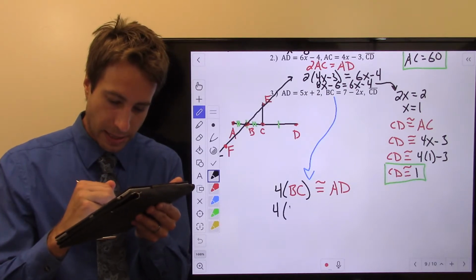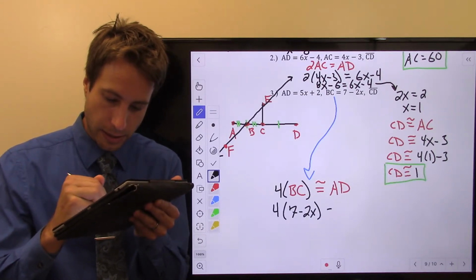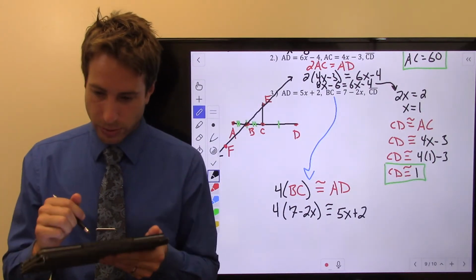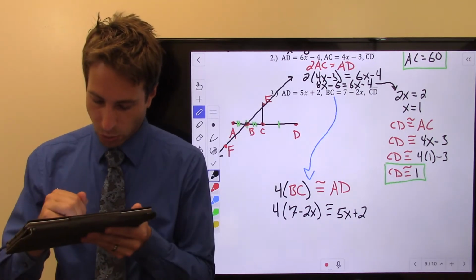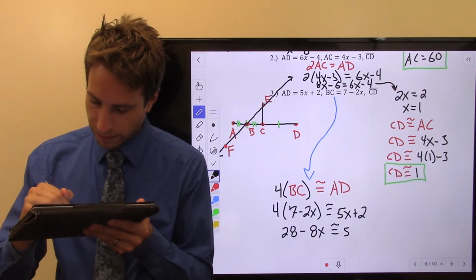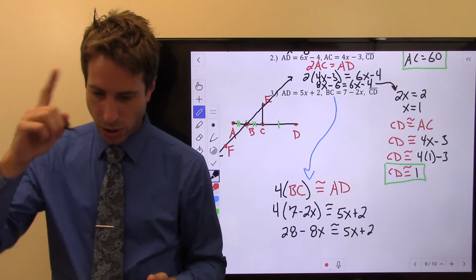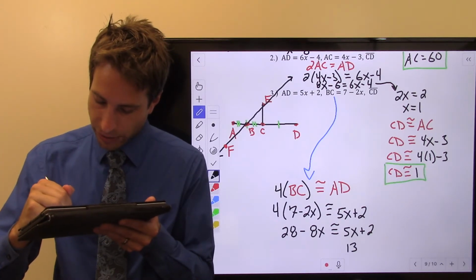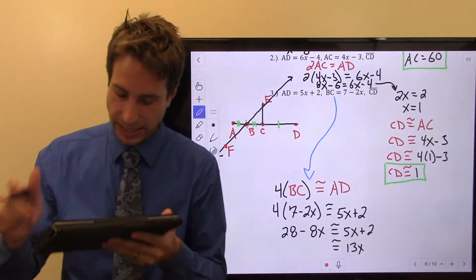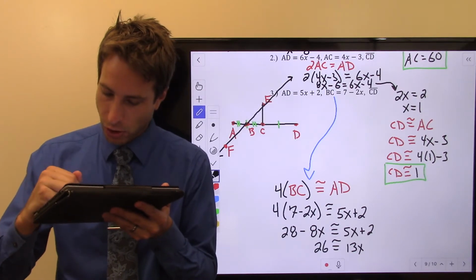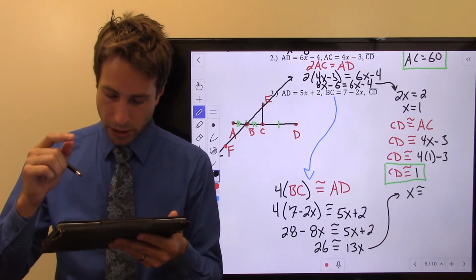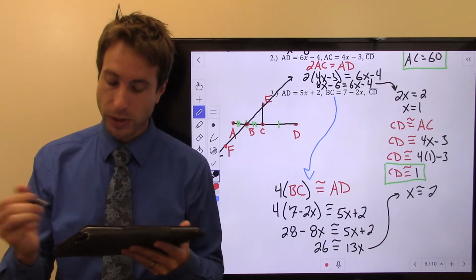4 times (7 minus 2x) is congruent to 5x plus 2. Here we go. Distribute. We've got 4 times 7, so that's going to be 28, minus 8x, congruent to 5x plus 2. Combine like terms. We'll add the 8x to the other side. That'll give me 13x. Subtract the 2 to this side, 28 minus 2 is 26. Solve for x. x is equal to 26 divided by 13. Hey, that's 2.